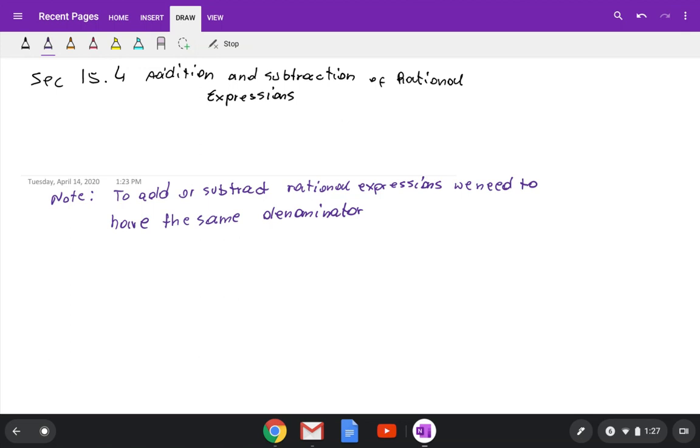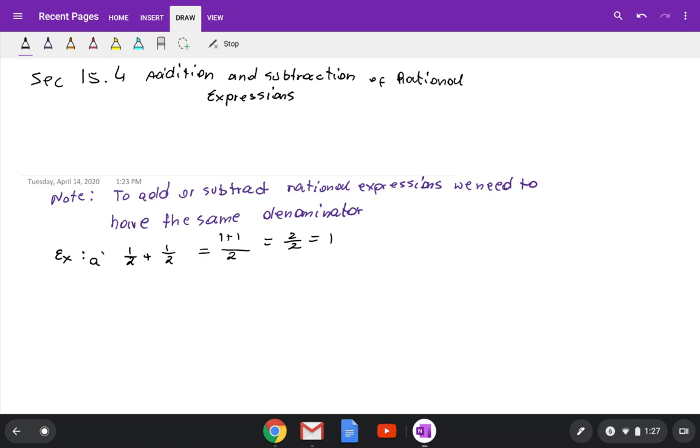So, for example, when you have 1/2 plus 1/2, those two fractions are rational expressions. Here we're ready to add them since we have a common denominator. We have the same denominator, which is 2. So we copy 2 and we just add numerators. So the answer is 2 over 2, which is 1. That's the easy case when we have the same denominators.